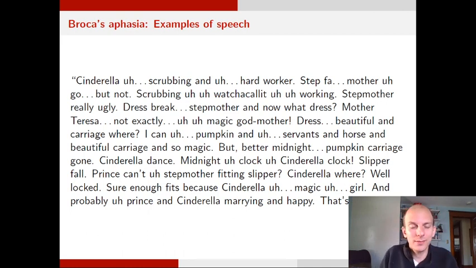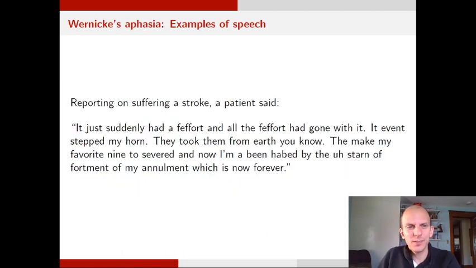So syntax has taken a hit here in Broca's aphasia. Really cool, right? Syntactic troubles, some production troubles. If I was to summarize this, that's what I would say. Syntactic troubles and production troubles. Now look at an example of a Wernicke's aphasia patient speaking.